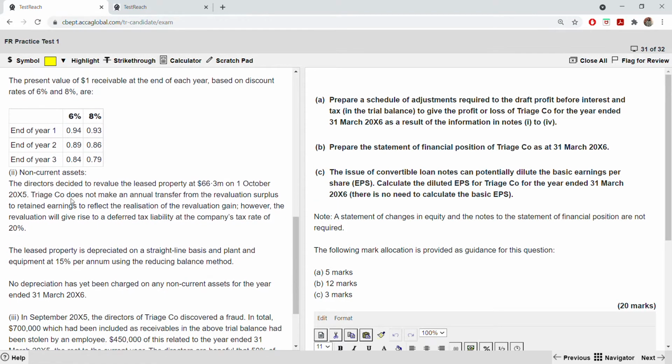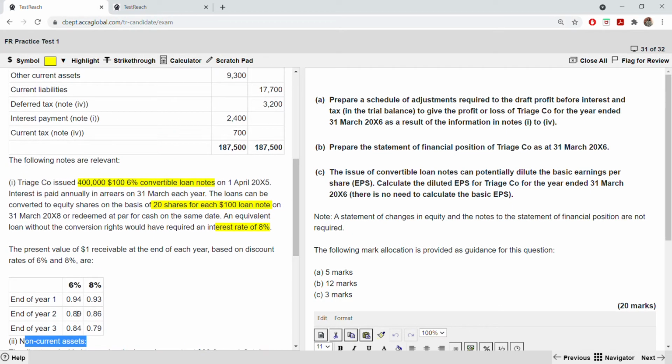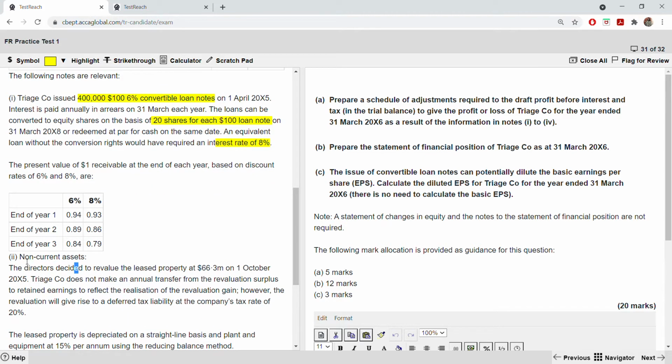Now let us go to note 2. Note 2 talks about non-current assets. Okay, so here they talked about note 1. Make sure when you're annotating, annotate it in 1 or 2 words, not a full sentence. So first point, it's about convertible loan notes. Point 2, they are talking about non-current assets.